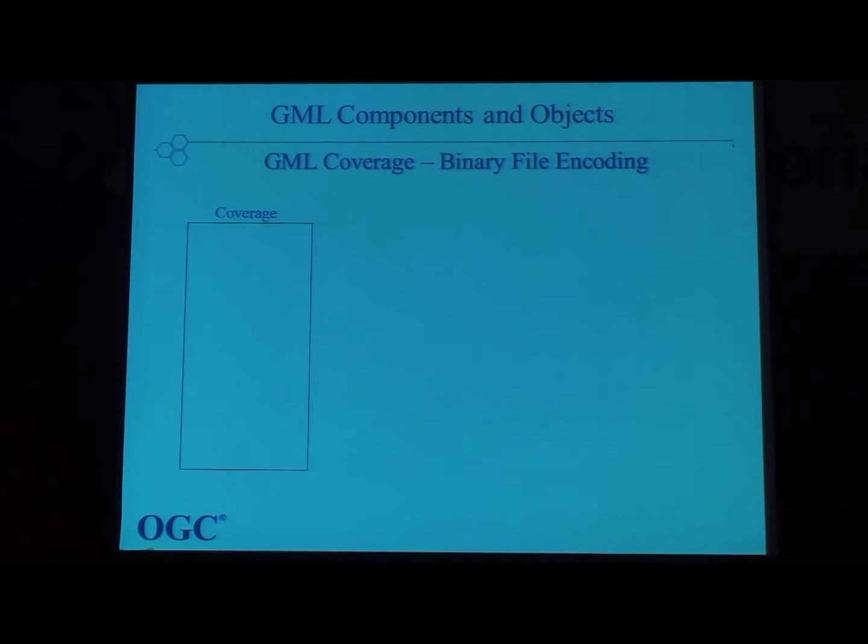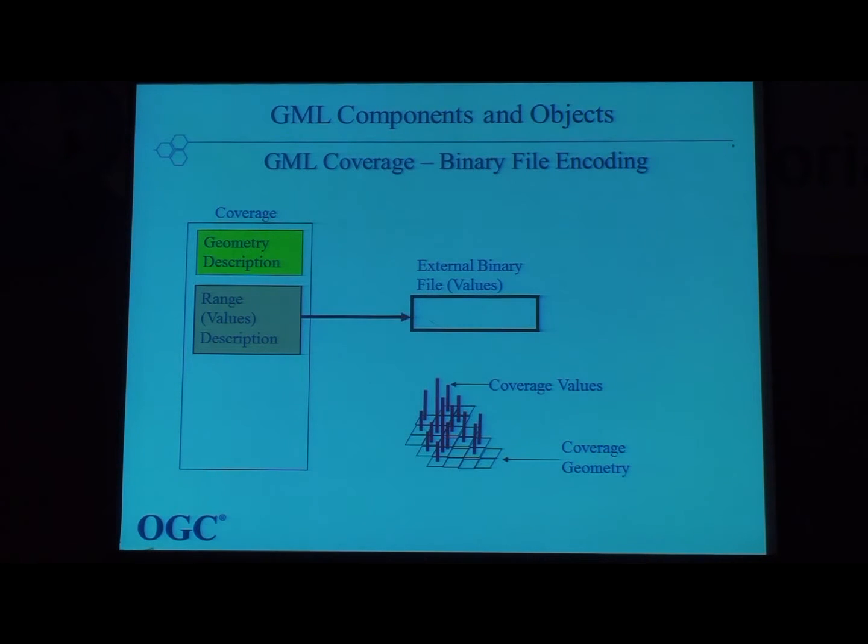Coverages have different encodings. The binary file encoding is one where all the values that correspond to the geometry are kept outside of the GML encoding. So it's an external binary file that carries these values. The GML encoding will tell you how to map the different pieces of the geometry to those values. So it describes mapping rules from the geometry to these values.